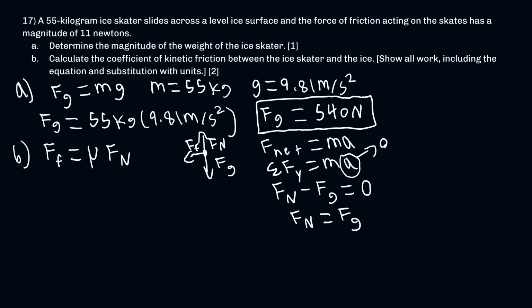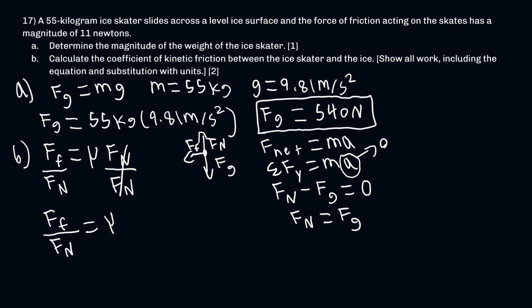Now I have to solve for the coefficient of friction in part B. So mu is being multiplied by the normal force. Do the opposite of that, and I have Fn. Cross that out. I have the force of friction over the normal force, which we just determined is Fg, is equal to mu. All right, my last step here to get my first point is going to be my equation and substitution with units. So this is all like 1 point based on the rubric of the Regents.